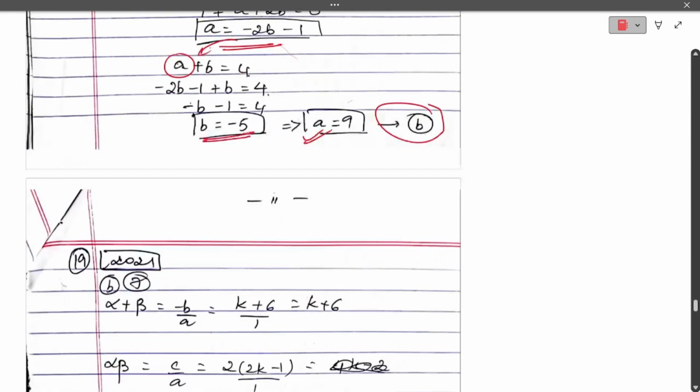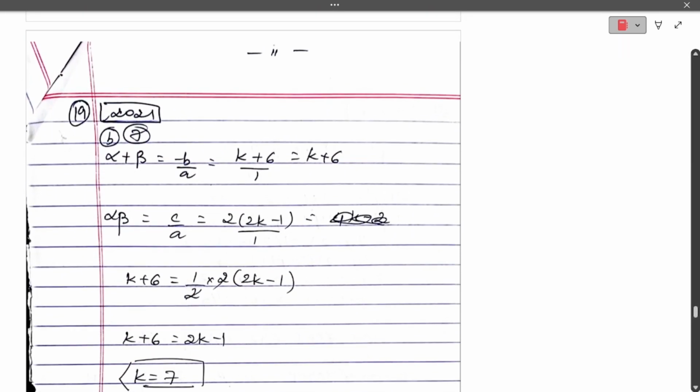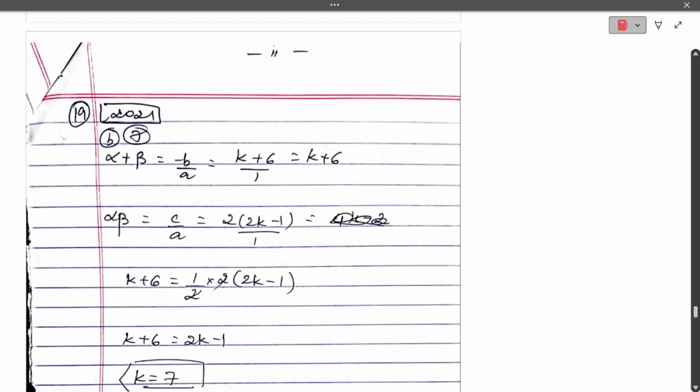Question number 19. Again, this was asked in the year 2021. If alpha and beta are the zeros of the quadratic polynomial p of x, the polynomial is given, then find the value of k if alpha plus beta, the sum, is equal to half times the product. So alpha plus beta is equal to minus b by a, which is nothing but k plus 6 by 1. K plus 6.